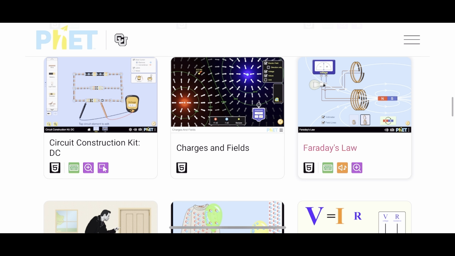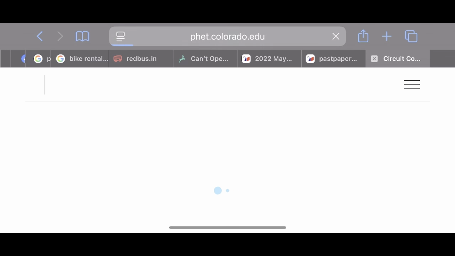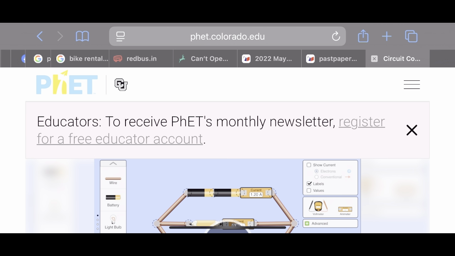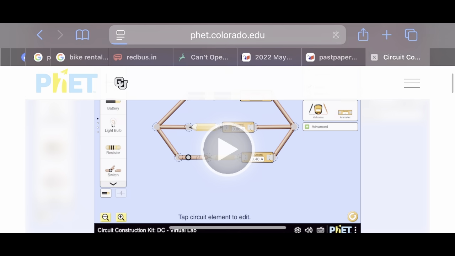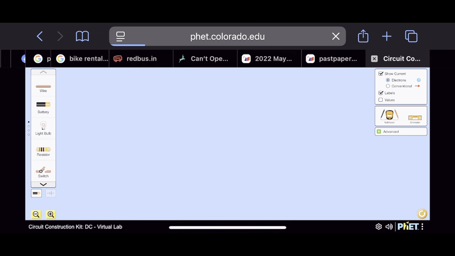DC Construction Lab. Why DC Construction Lab? Because we are dealing with direct current. Direct current is just only one direction. An example is your battery. So in all these examples that I'm dealing with so far, we are using a battery as a potential difference source, right? It has only one direction of current. This is called DC, right?